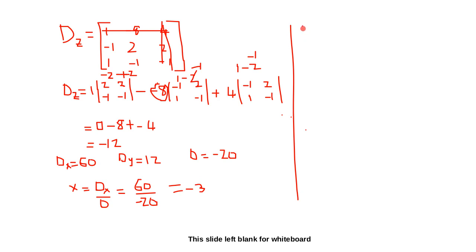Then we move to dy, not dy, but the value of y. So y will be given by dy over d. So this will be equals to now dy, which we found as 12, divided by d, which is negative 20. So again, what will that give us, members? 12 divided by negative 20.